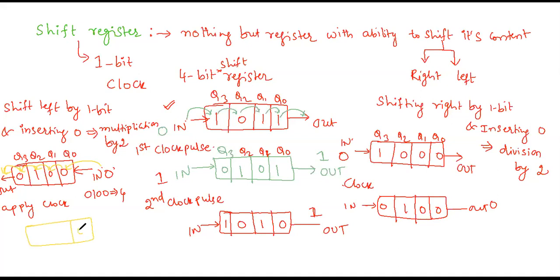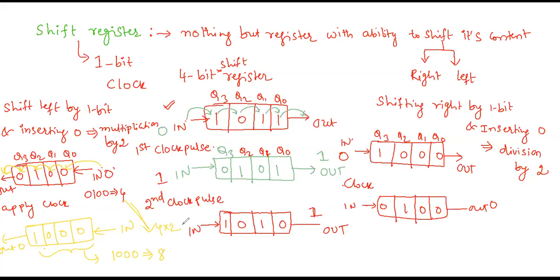So the 0 will come to the Q0. Q0 value will come to Q1. Q1 value will come to Q2. Q2 value comes to Q3. This is out. Out is equal to 0, and this is in. What is the register content? Register content is 8, 1000. 1000 is 8. You will get 8 by 4 into 2.